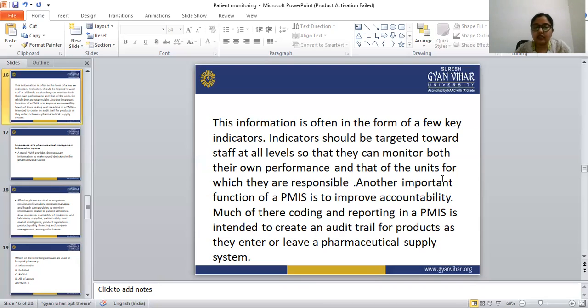So these are the uses of the PIS by the pharmacy department. The first is clinical screening, second is prescription management, third is inventory management, fourth is patient drug profiles, then report generation, and interactivity with other systems.